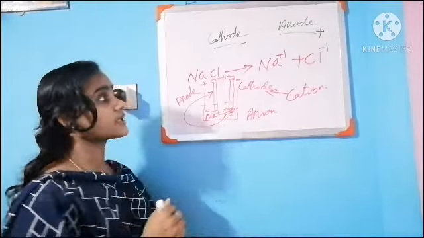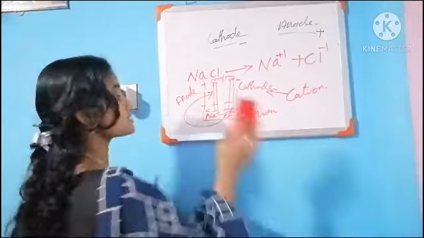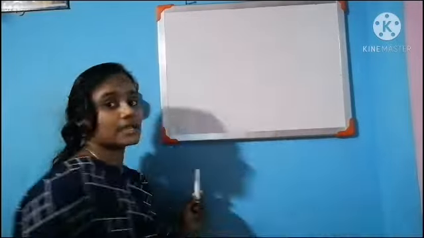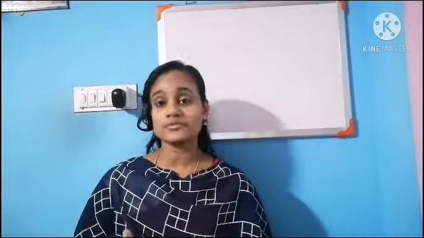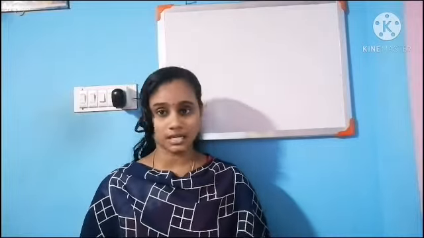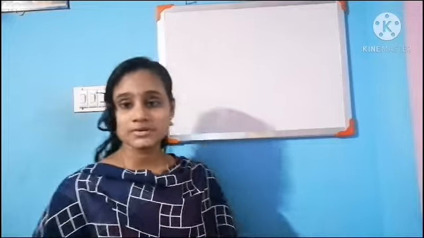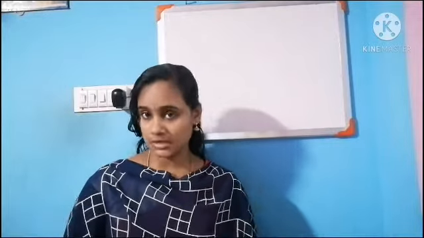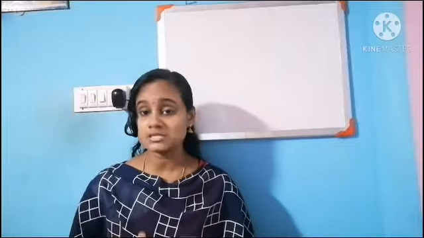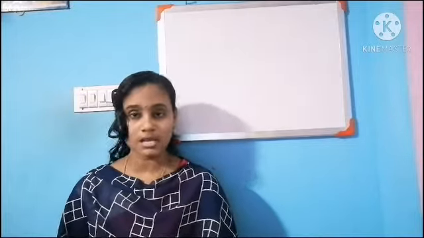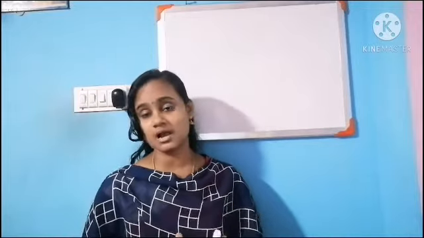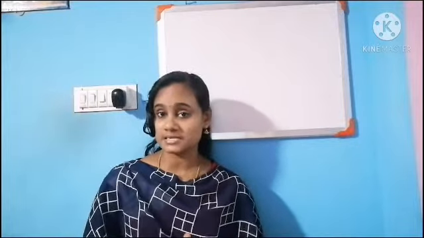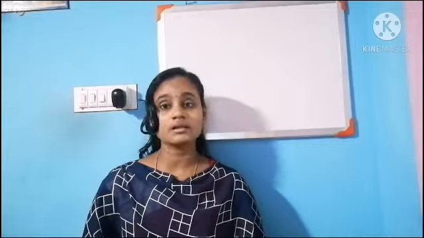Positively charged ions are called cations. I told you about radicals. What is a radical? A radical is an atom of an element or a group of atoms of different elements having a positive or negative charge. Basic radicals have a positive charge, so they are otherwise known as cations. Acidic radicals have a negative charge, so they are called anions.